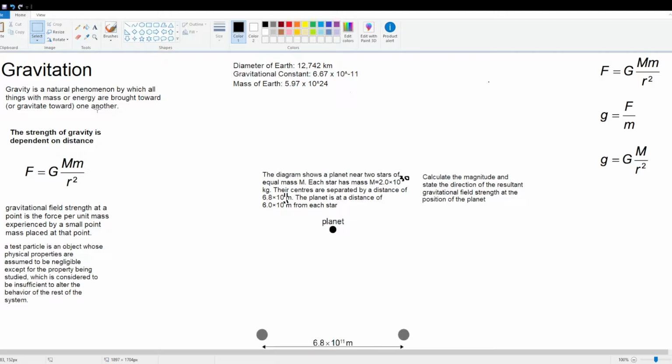Okay, so now that we have an idea of what gravity is, let's talk about what determines how strong gravity is. I've got in bold in here: the strength of gravity is dependent on distance. That's one thing it's dependent on, so let's talk about distance for a second.